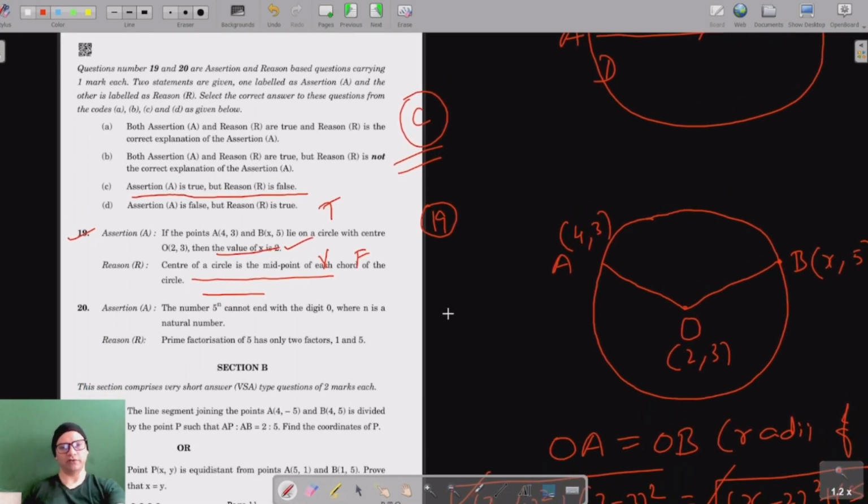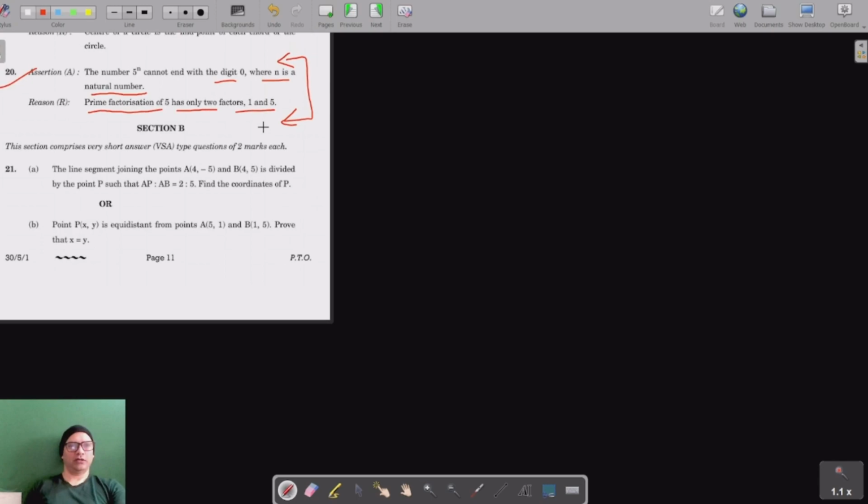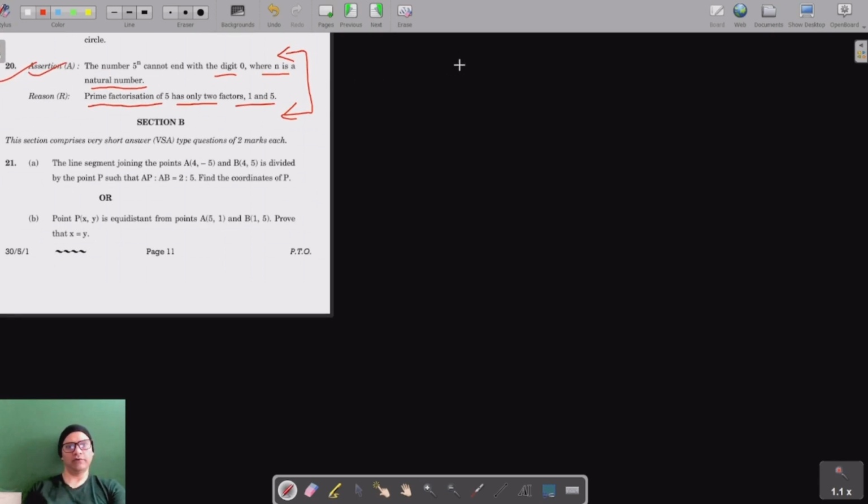And let's move on to question number 20. For question number 20, the number 5 raised to the power n cannot end with digit 0, where n is a natural number, and the prime factorization of 5 has only two factors, 1 and 5. Okay, that is the reason. So let's first check the assertion. 5 raised to the power n cannot end with digit 0, where n is a natural number.